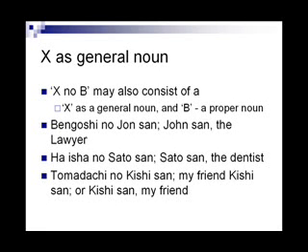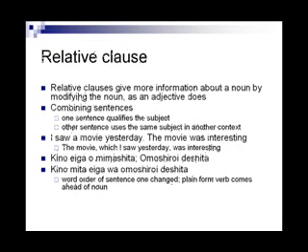Tomodachi no Kishi-san would mean my friend Kishi-san, or Kishi-san, my friend. This is the application. I am digressing a bit here. Let me give you a brief introduction about relative clauses before describing the application of no in relative clauses.